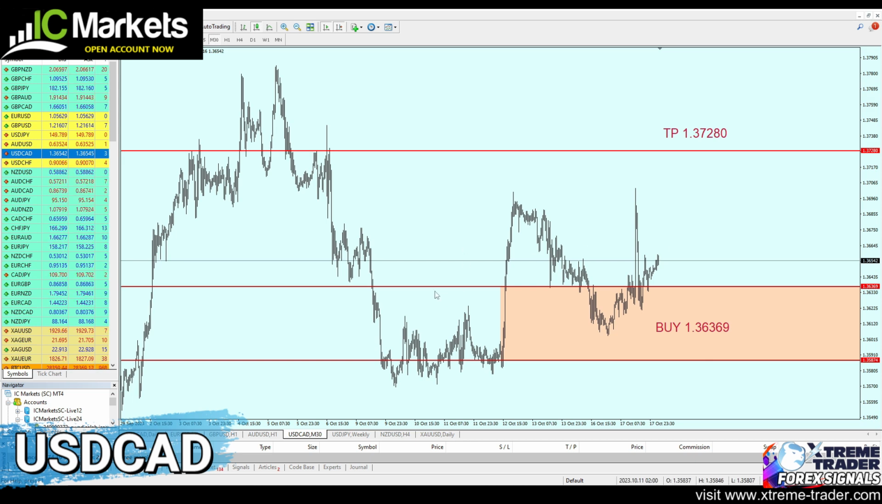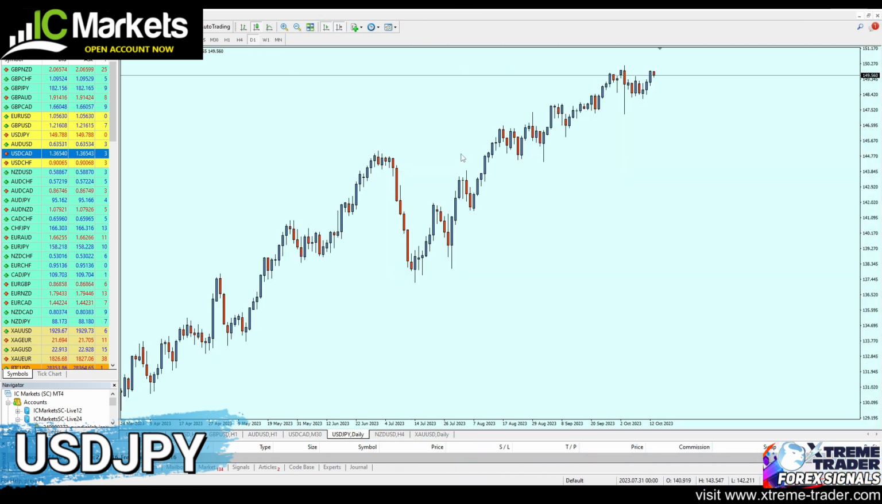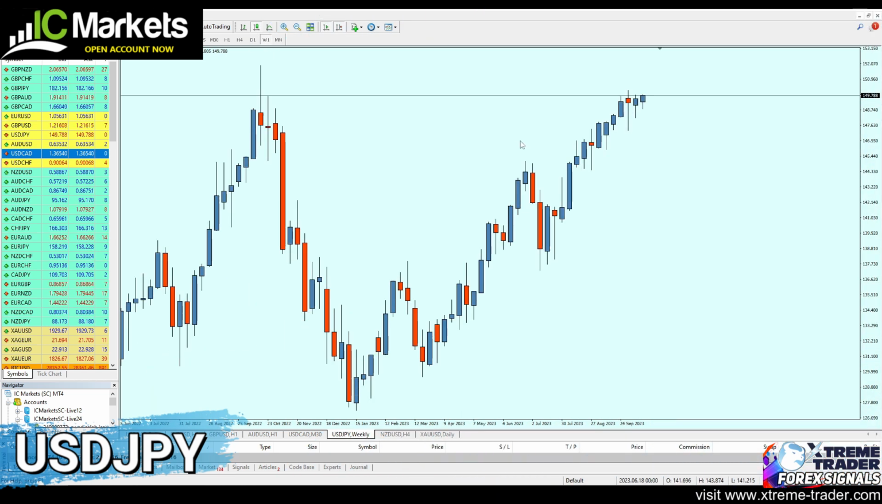Let's now move to the USDJPY. Alright, so USDJPY, I'm still going to refuse to give any signal about it because the market is still ranging at the highest level of the resistance. I'm waiting for either a strong bullish movement or a strong bearish one.